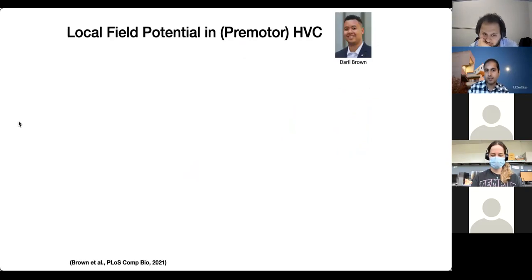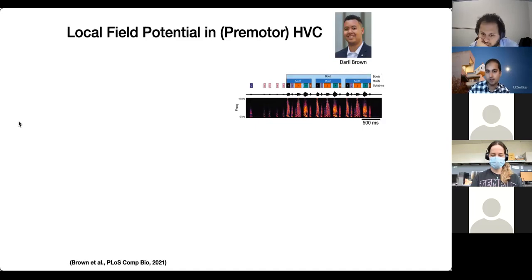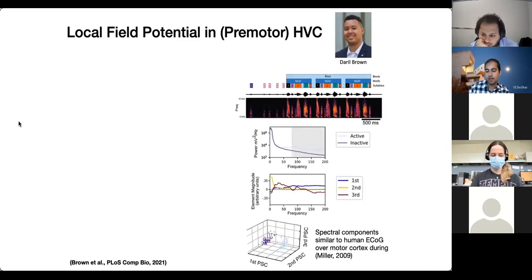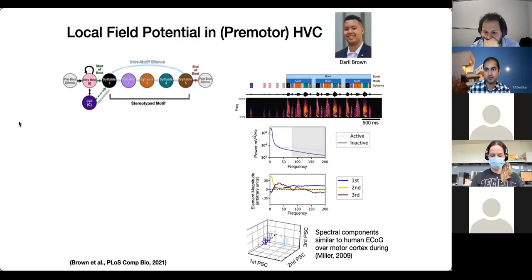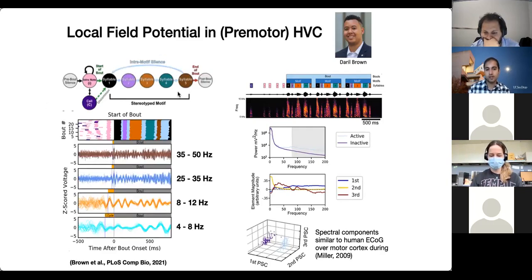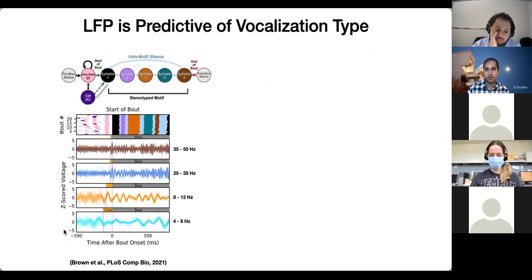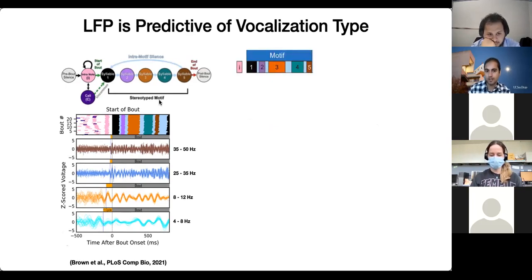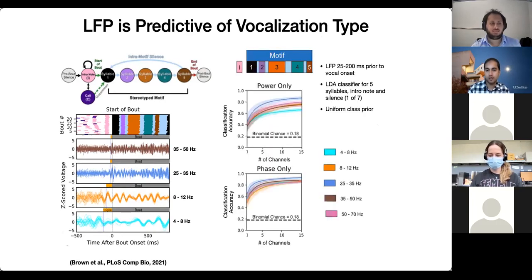So we've used this type of recording to look at local field potential in the premotor region, HVC. And quick summary here is we see spectral components that are similar to human electrocorticography. This was actually quite surprising, so similar features. We can look at the structure of the underlying song and analyze the coincident local field potential as we do this. And we find that the local field potential is predictive of the vocalization types that we're looking at. And so if you're interested in this, you can read more about it in PLOS Comp Bio.